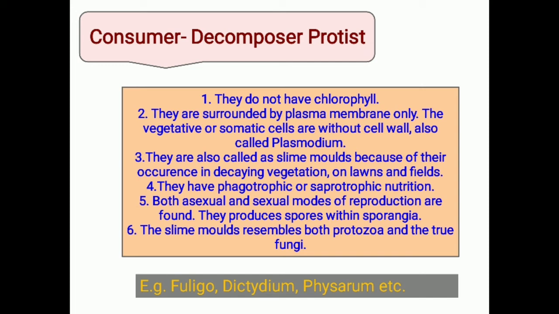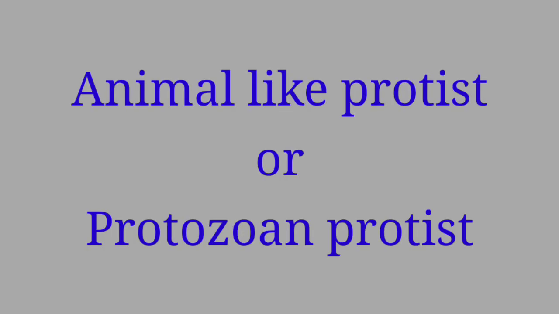So that is why the slime molds, or the consumer decomposer protists, are taken as specimen material in order to study the protoplasm of a cell. Now let's come to the next major group of protists, that is the animal-like protists.